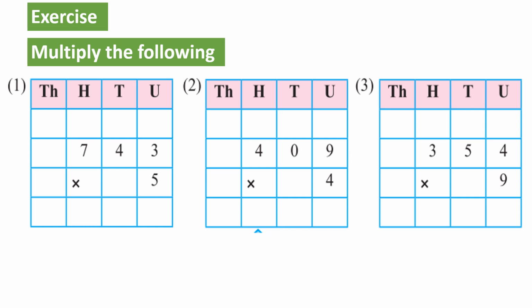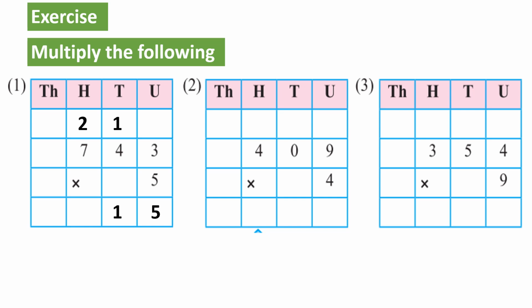5 3s are 15. So put 5 here and carry 1 over the 10. Then 5 4s are 20. 20 plus 1 is 21. So put 1 here and carry 2 over the 100.